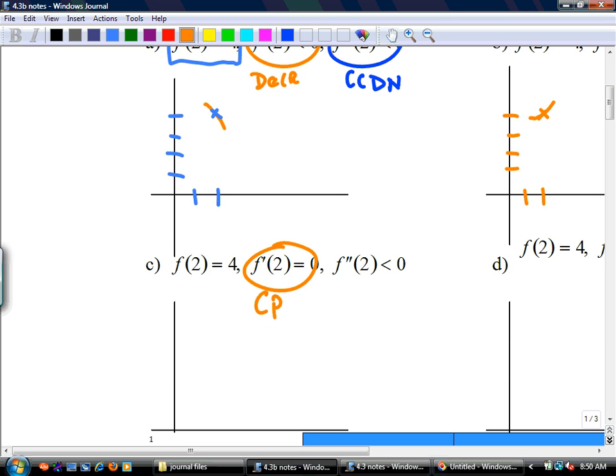Horizontal. What's this bit saying? Concave down. So you're going to go through the point 2, 4 again, but I want you to be horizontal there and concave down there. What's that point? A max.